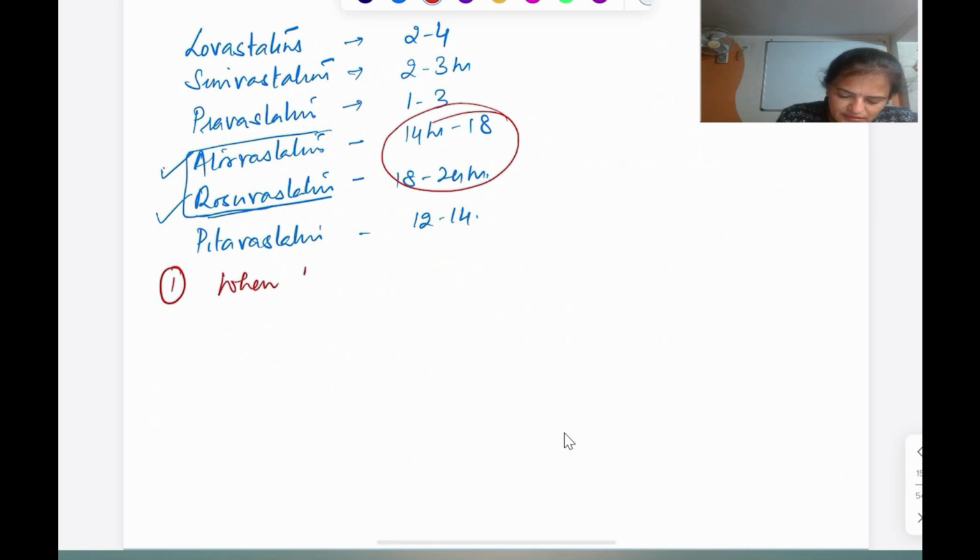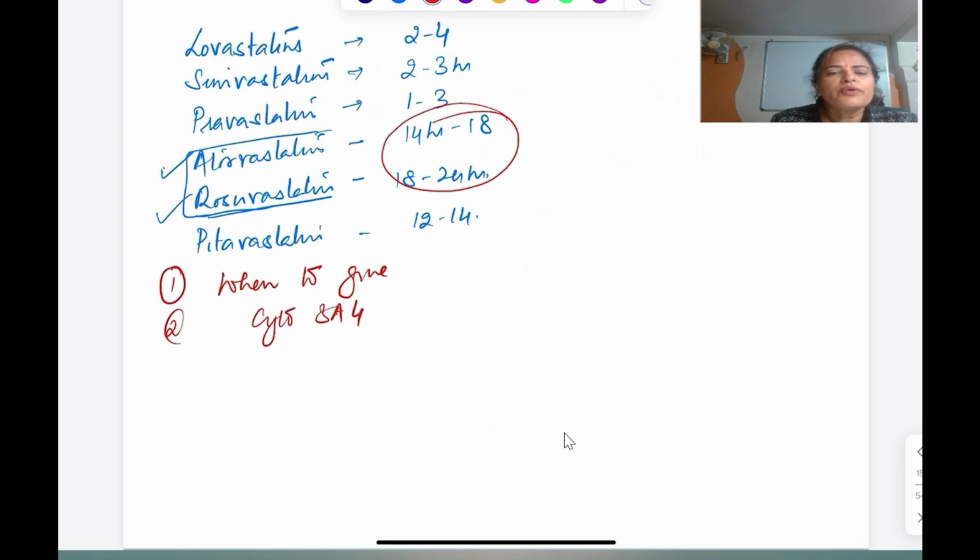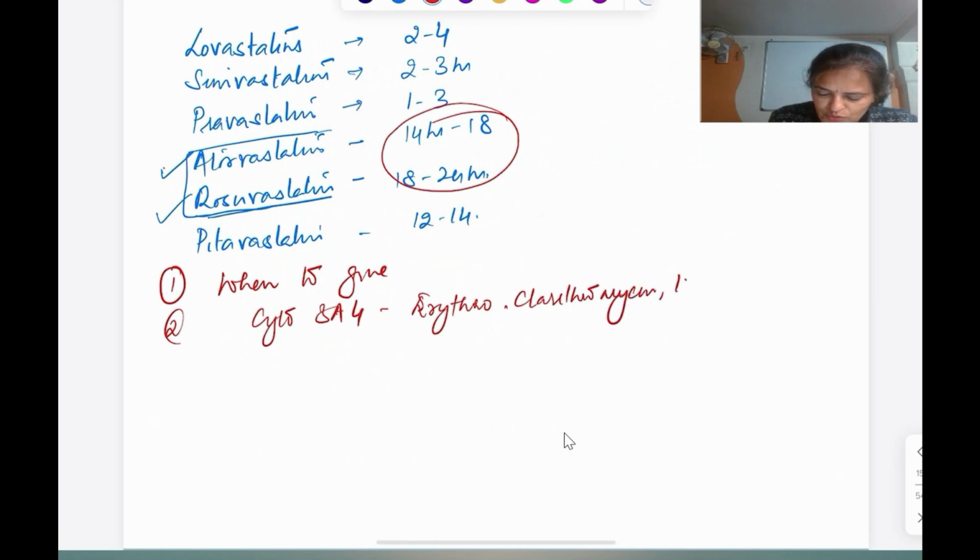Number two is it gets metabolized by cytochrome 3A4. So there are important drug interactions with the enzyme, especially with enzyme inhibitors. With which ones? Like the macrolide group: erythromycin, clarithromycin, then ketoconazole, then another is the protease inhibitors that you use for HIV.